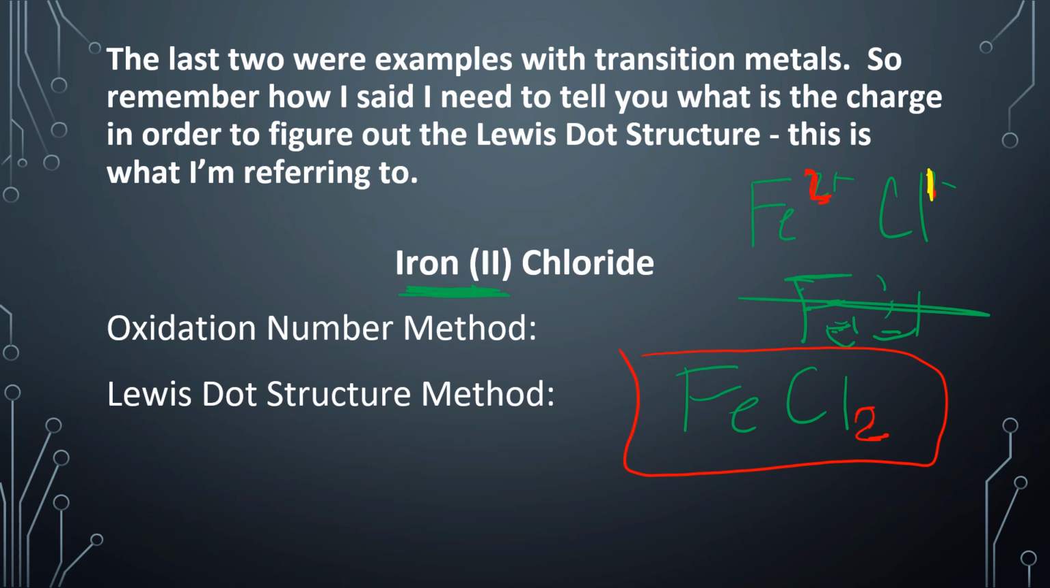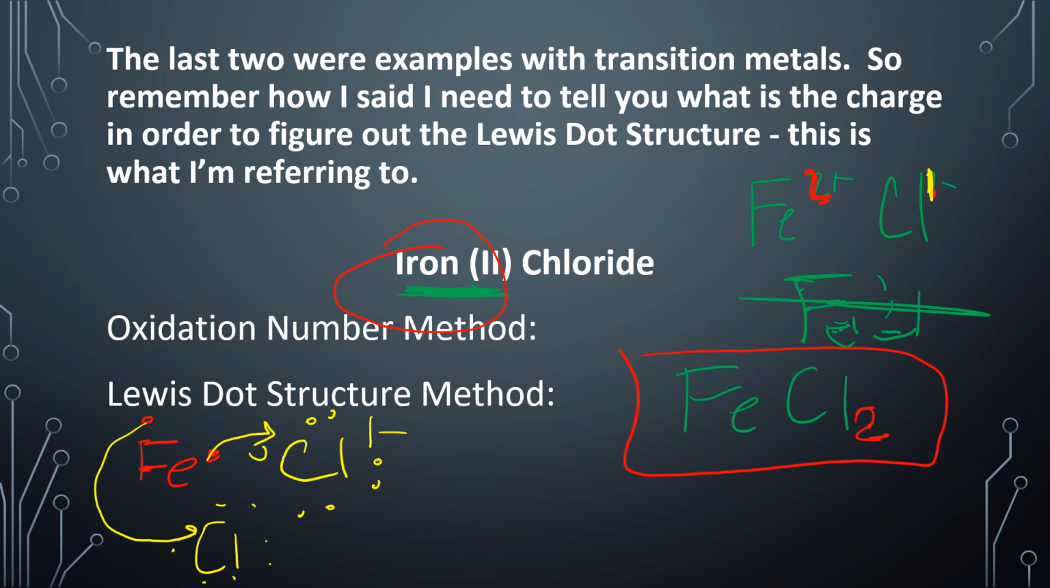Same thing here, Lewis dot structure method. So the iron 2+, knowing that means the iron originally had 2 valence electrons. Chlorine is Cl, 7 valence electrons. It is going to steal one of these valence electrons. Now it is a 1- oxidation number because it gained 1 electron to have its full valence shell. I still have this extra one here, so I need a second chlorine to steal a valence electron. It's a 1- charge. Fe lost 2 electrons, so it's a 2+ charge.